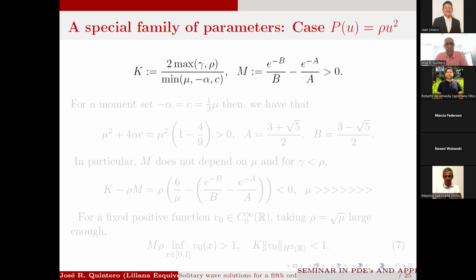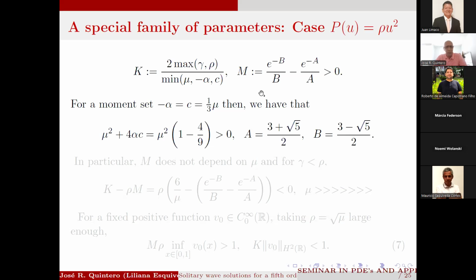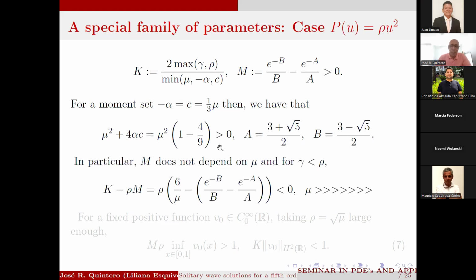Okay, as I mentioned to you, we have to check a special family of parameters. We are going to check only the quadratic case. So let me define k as this number depending on the parameters, and m, which is this number that also depends on the parameters. Remember that a and b depend on the parameters. A simple observation is this one: if we set minus alpha equals c equals 1/3 mu, then magically a and b don't depend on the parameters. And this number, mu squared plus 4 alpha c, which is very important because it has to be positive, is trivially positive. So this means you take gamma less than rho, and then k is 6/mu times rho.